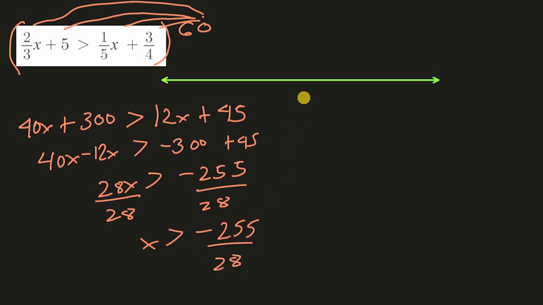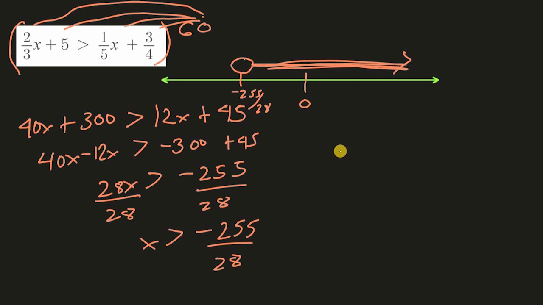So, plotting that sa ating number line, that's 0, negative 255 over 28 is along this line. Is greater yan, ibig sabihin, whole yan, kasi hindi kasama. Tapos ito, shade natin yung part na yan, kasi greater than, it's going to the right.